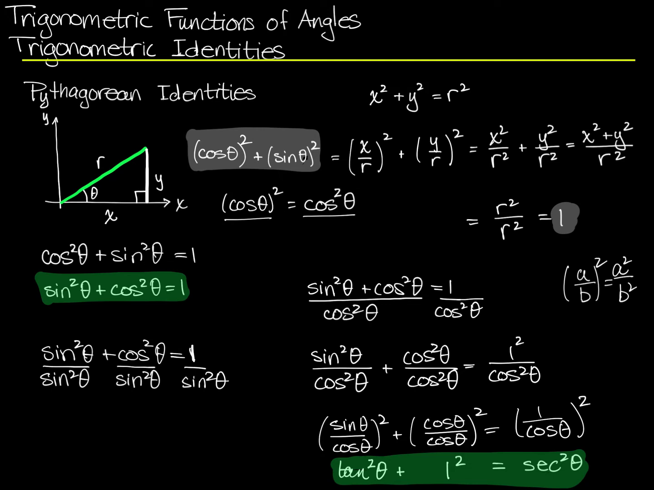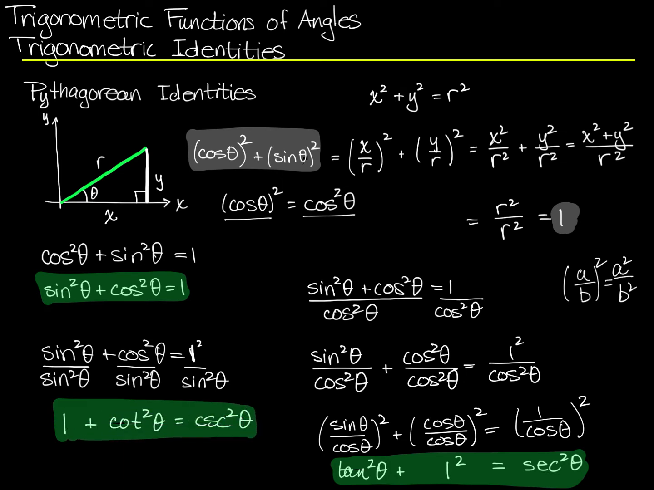Sine squared over sine squared is just 1. Cosine squared over sine squared is cosine over sine all squared. Well, cosine over sine is cotangent. So cosine squared over sine squared is cotangent squared. And 1 squared over sine squared is 1 over sine all squared. Well, 1 over sine is cosecant. So there's another Pythagorean identity. But that one I just took from the first one as well.